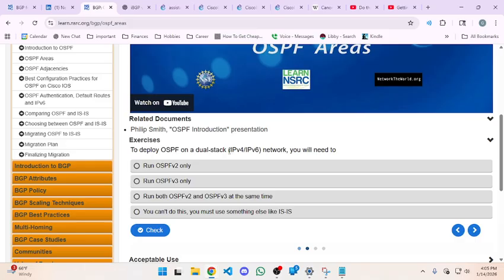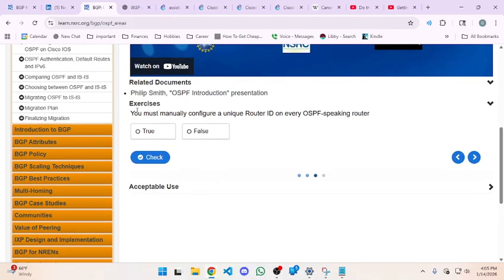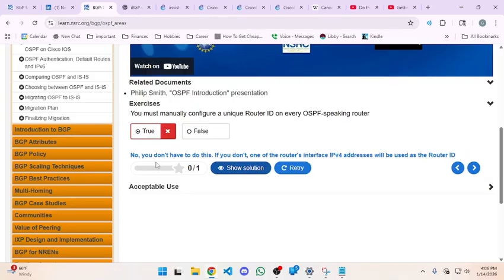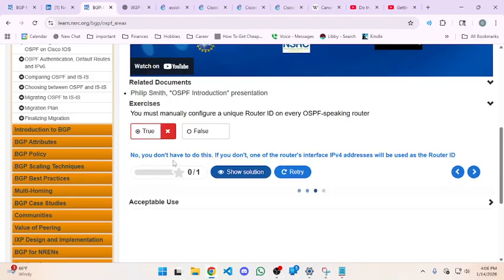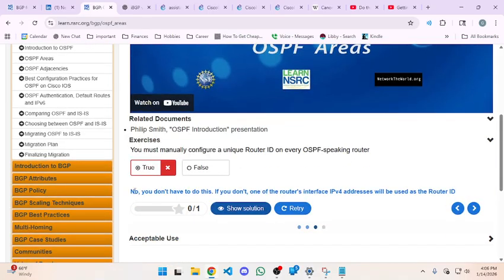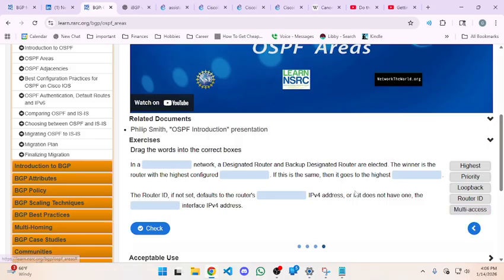To deploy OSPF on a dual stack IPv4/IPv6 network, you need to run both, which is why it's terrible. You must manually configure a unique router ID on every OSPF speaking router. I think that's true. Oh, no, it's not. Okay, so the punishment is I watch the video. You don't have to do this. If you don't, one of the router's interface IPv4 addresses will be used as the router ID.